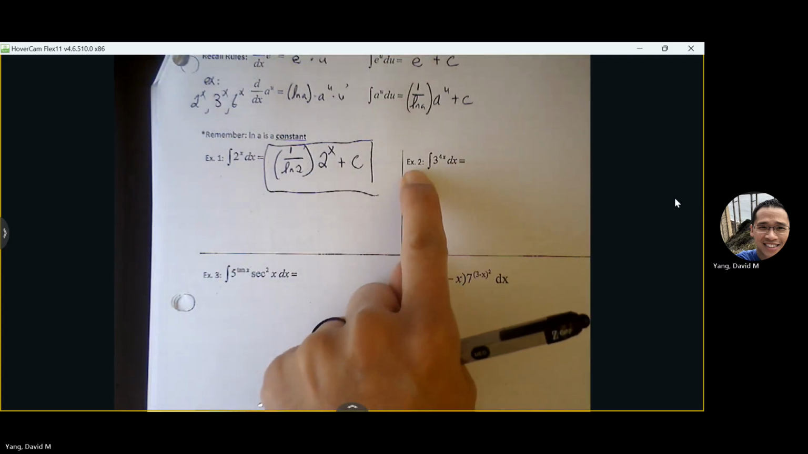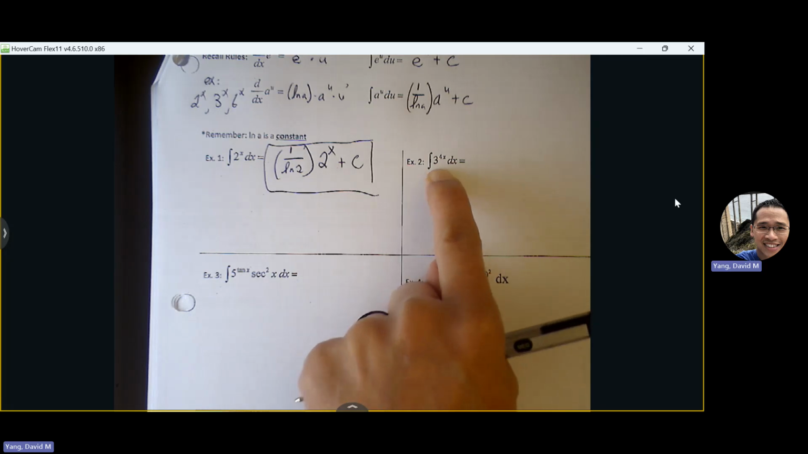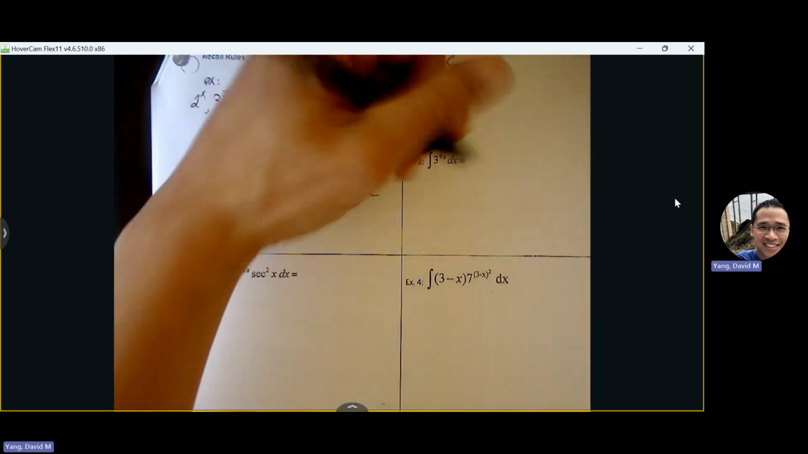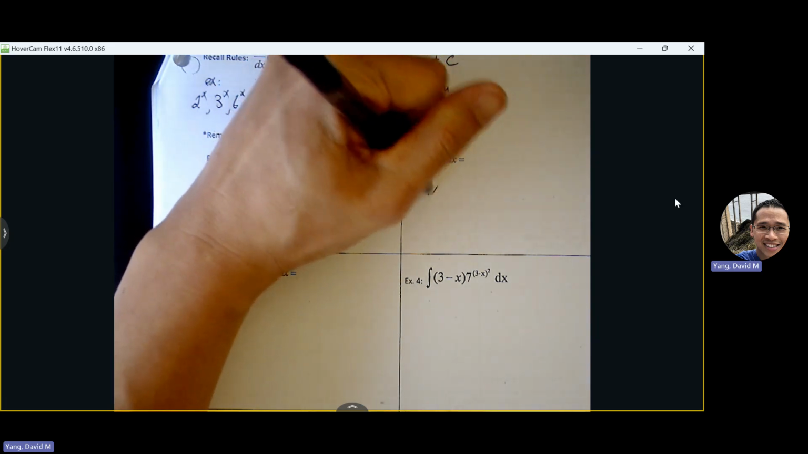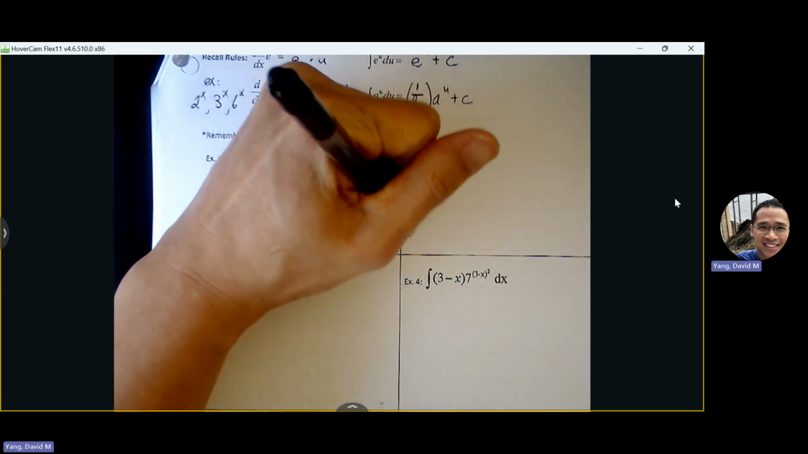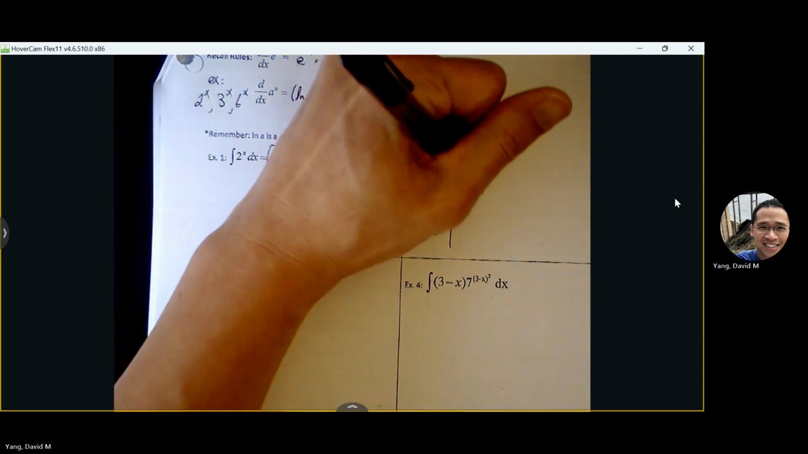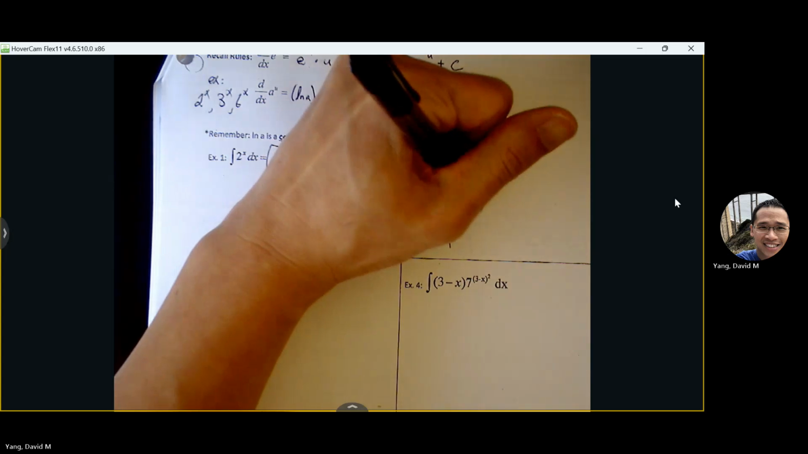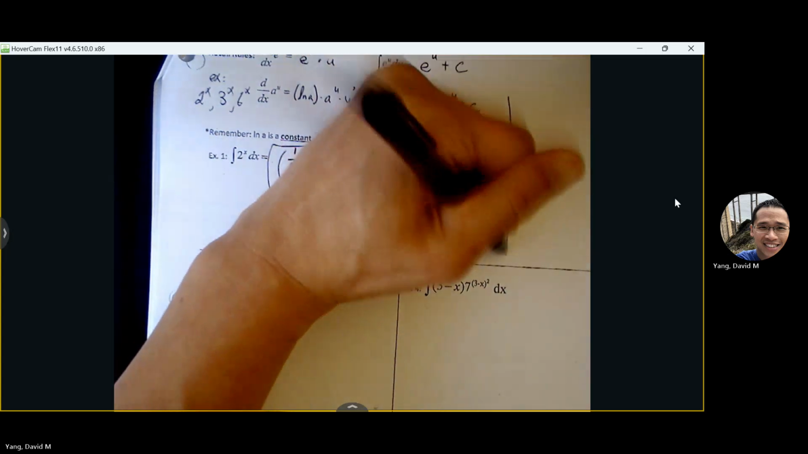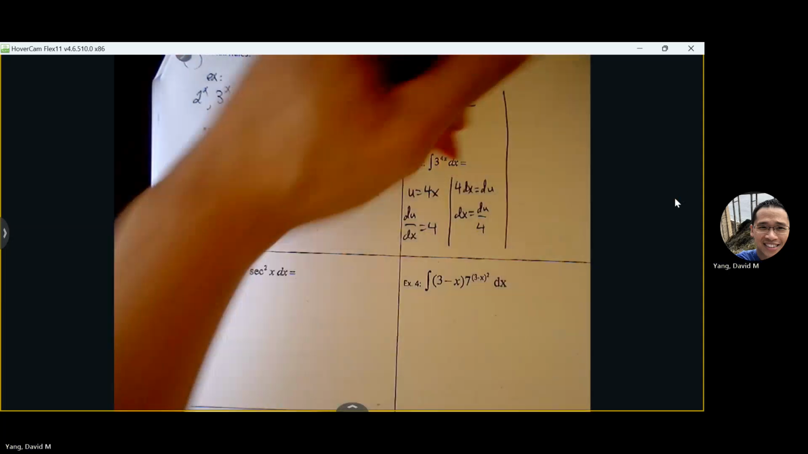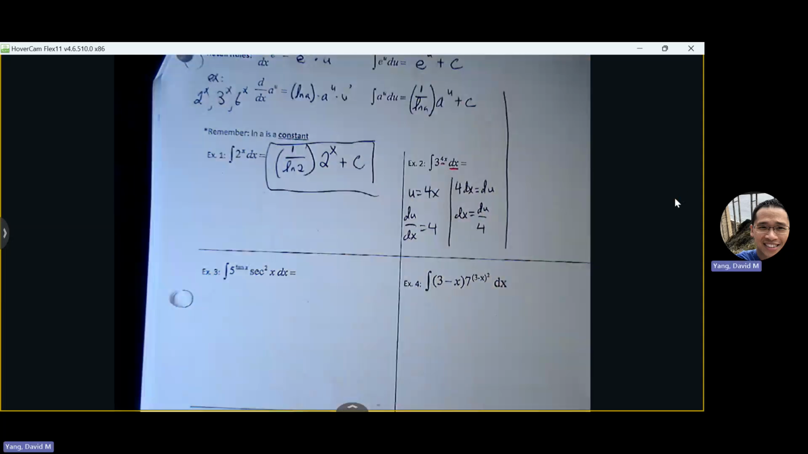Example 2 is also an exponential function. This time it's base 3, but it looks like the exponent has a little bit more than just x, so we do need to go through u substitution. There is going to be something that's going to come out of that 4x. So we'll do u substitution. u equals 4x. du dx equals 4. Cross multiply. We make our substitutions, replace the exponent with u, replace dx with du over 4.